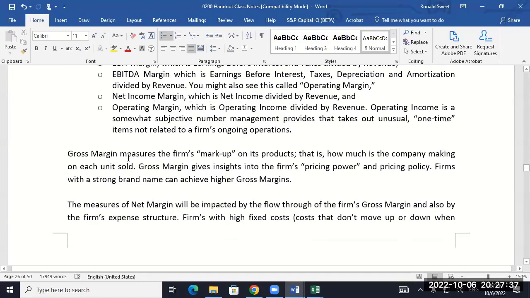So gross margin is looking at the markup. So if they have strong brand identity, you should have a really good gross margin, like a Microsoft. If they have no brand identity and they're a discounter, you're going to be much thinner on that. It gives you some sense of their pricing power if they've got strong gross margins.